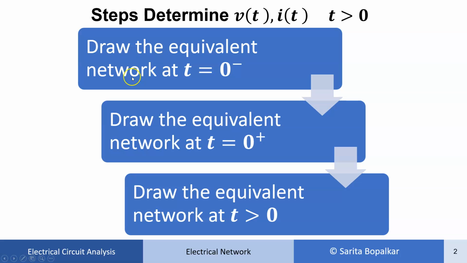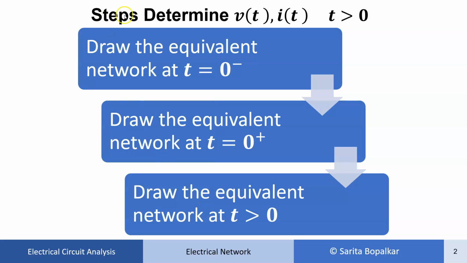First step is to draw the equivalent network at t equal to 0 minus. Then second step, draw the equivalent network at t equal to 0 plus. Last step is to draw the equivalent network at t greater than 0. Now, if you check the previous videos, within that we have solved examples to find the initial conditions, and if you observe that, you will find the same steps.